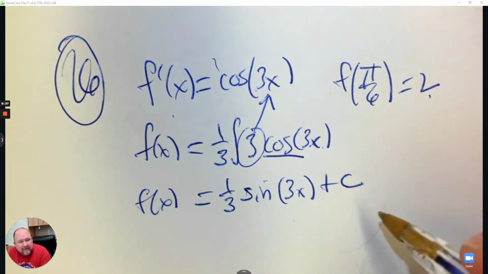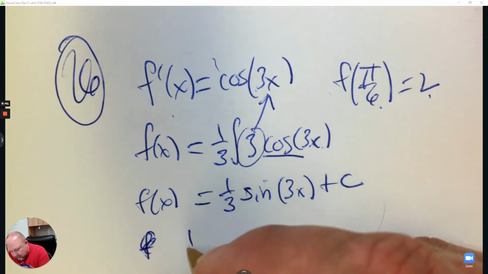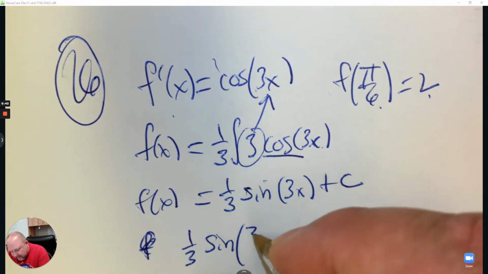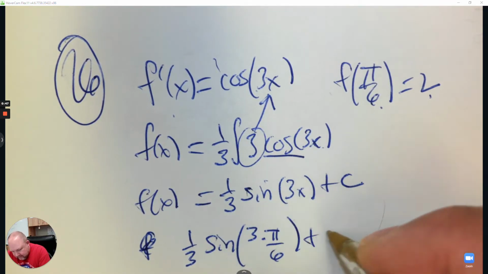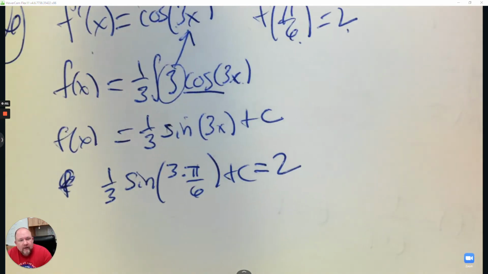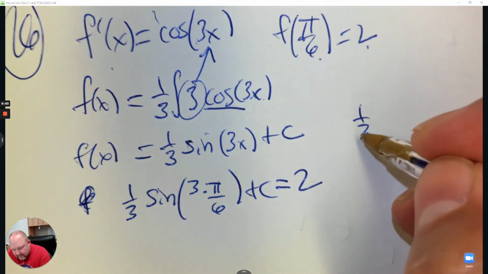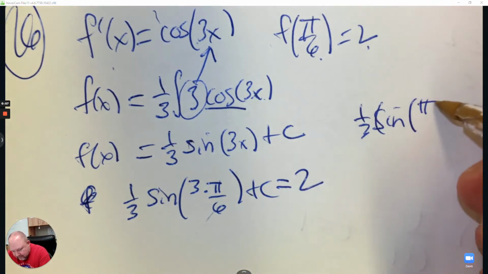Now we have a point to plug in, so we have pi over 6. Here goes 1/3 sine of 3 times pi over 6, and make it equal to 2. We need to know a little bit of simplifying. 3 goes into 6 twice, so this is really sine of pi over 2.